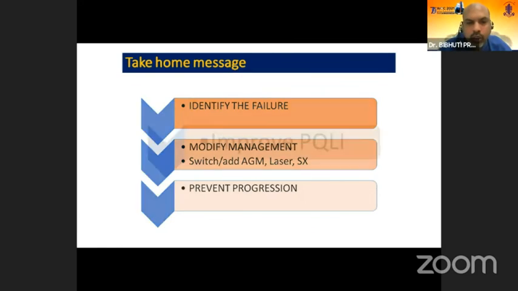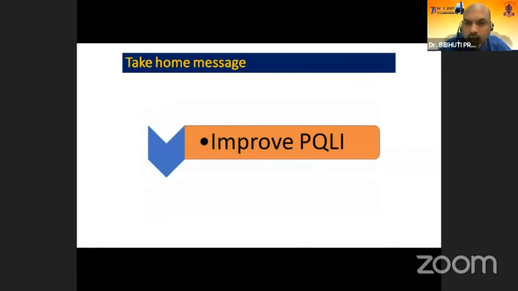And finally, we have to reduce the progression. We have to blunt the chances of progression. And finally, we have to improve the PQLI of the patient, and that is of paramount importance. If we don't look into the patient's quality of life, that itself is a kind of failure in treatment of glaucoma patients. Thank you very much.